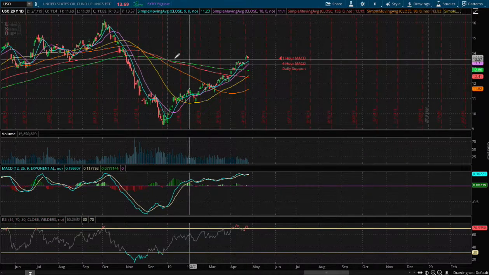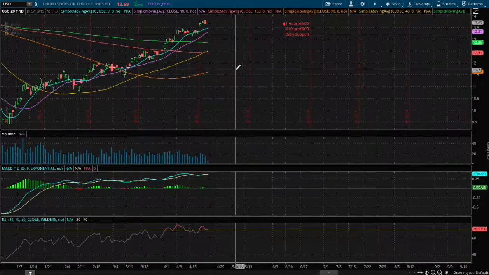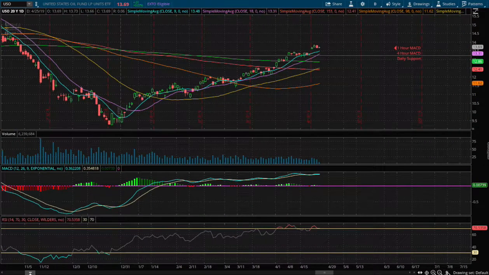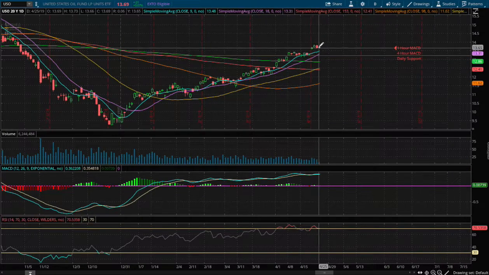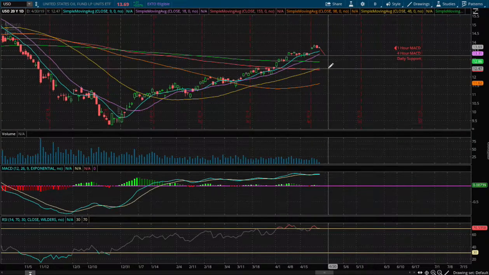So I do see WTI falling back down and may find support around that price range. So that drop is around, I would say, 3.3%.